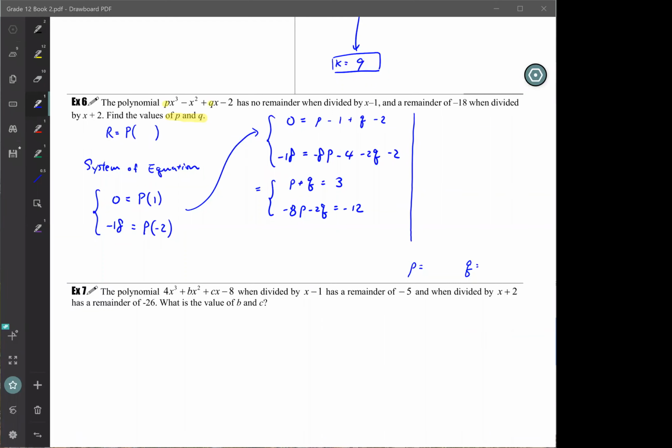So Cindy, you have finished P and Q? You found it? Okay, what do you have, P and Q? I got p equals negative 2 and q equals 5. Yeah? Okay.